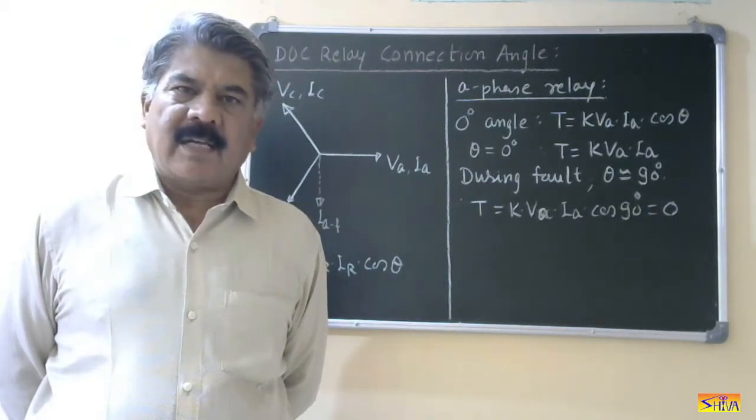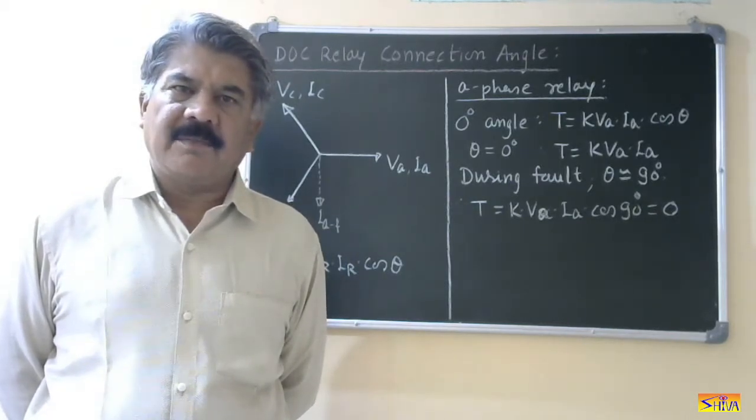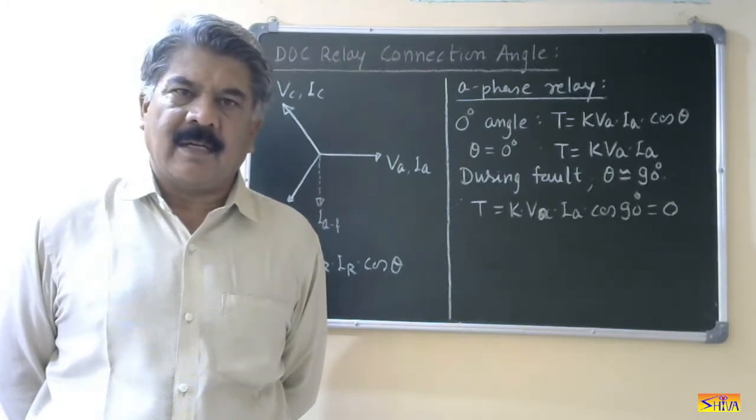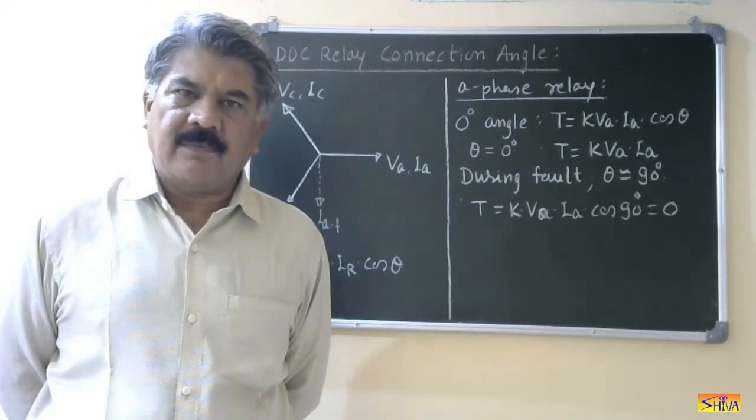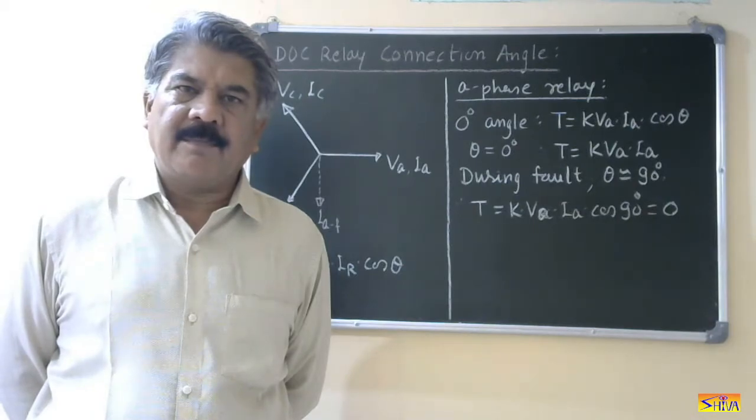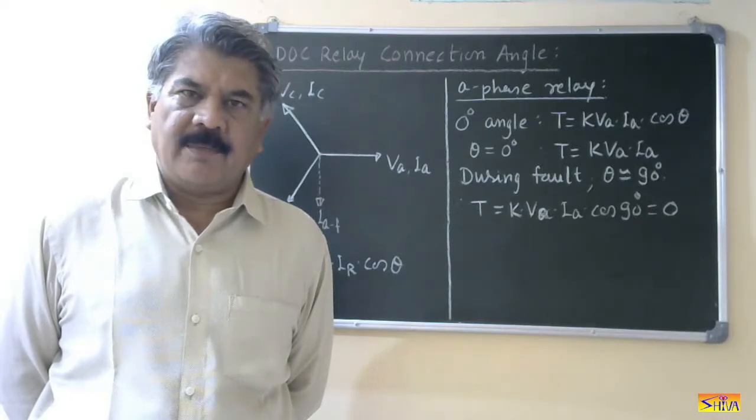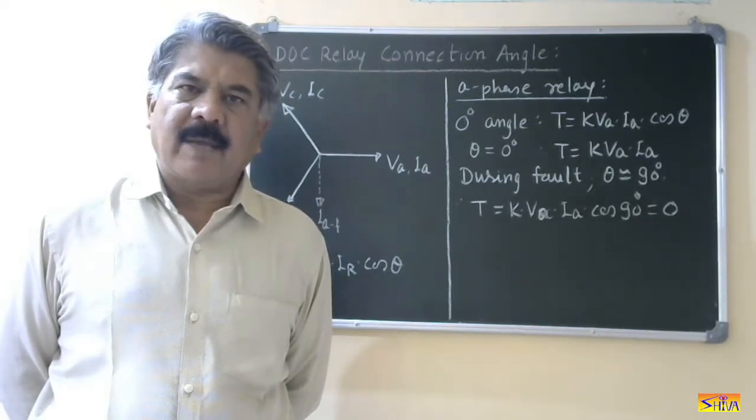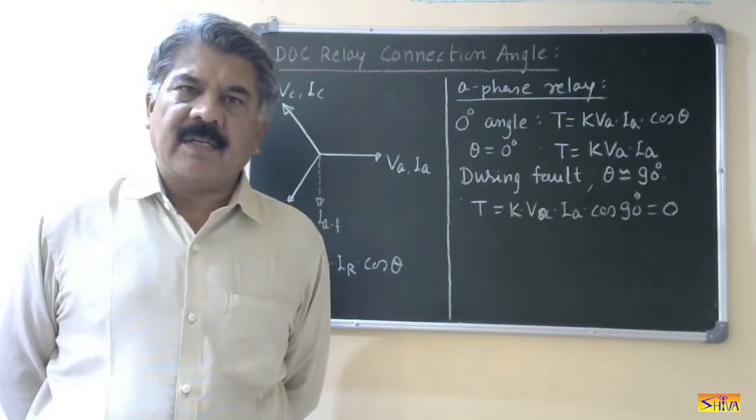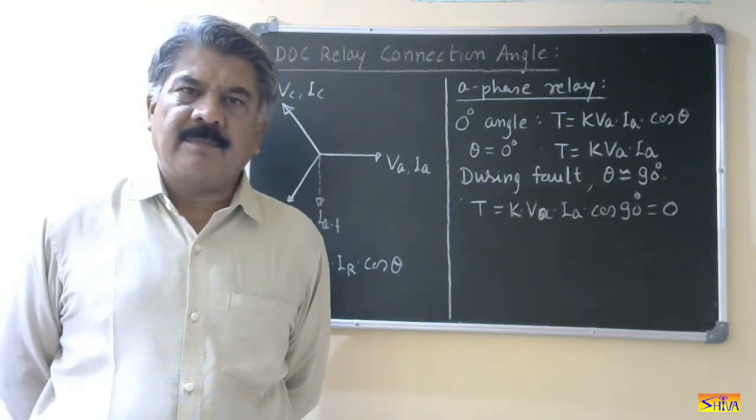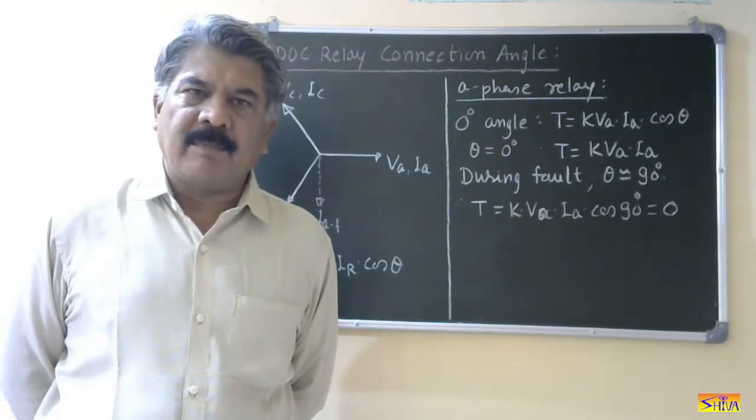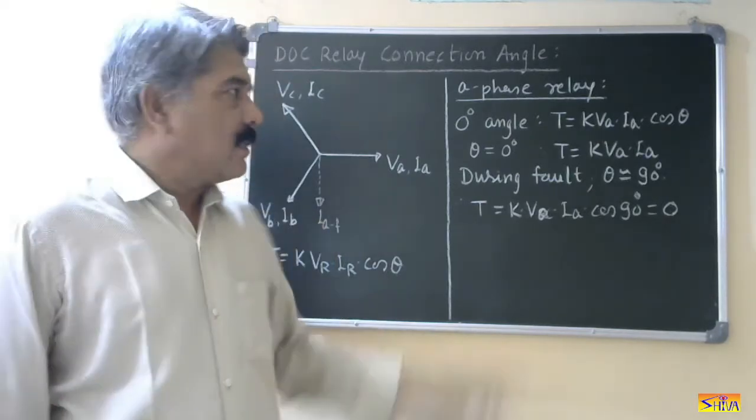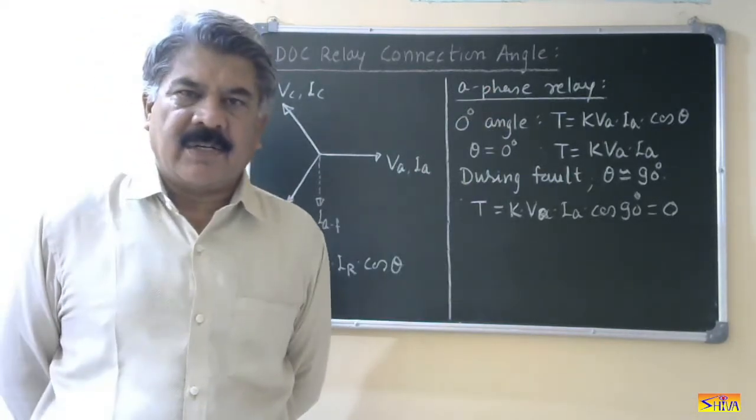Now, when we consider the directional element, there are three different definitions related with the angle. One is relay design angle that we had denoted by alpha, and it is the angle by which the current in pressure coil lags the voltage in the pressure coil. Next, we had defined the maximum torque angle. Definition is it is the angle by which relay current should lead the relay voltage in order to generate the maximum torque. And third angle is called as relay angle or relay connection angle.